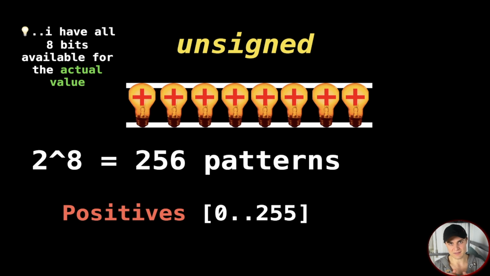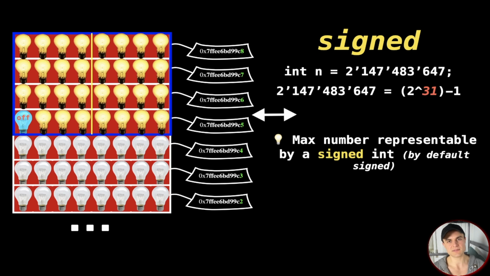Because I stop using the first bit, the most significant bit, as a sign bit, and I use it for the actual value, I double the possible combinations that I can perform, right? Let's see a practical case.